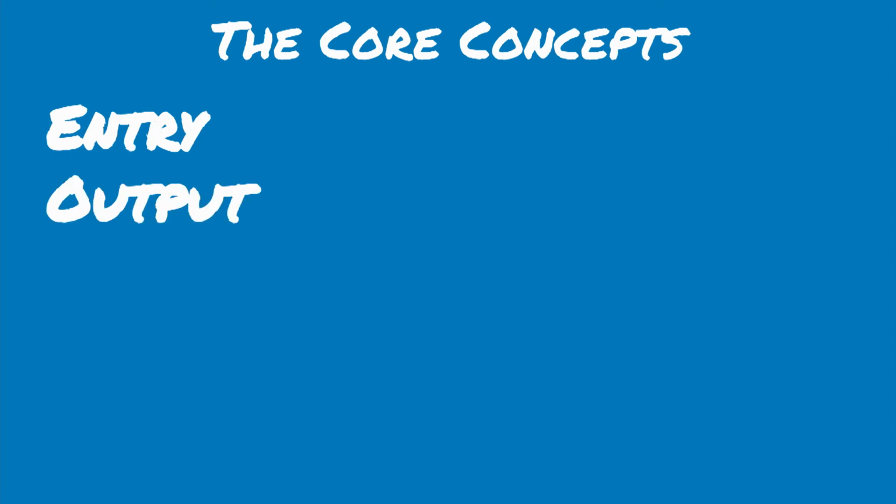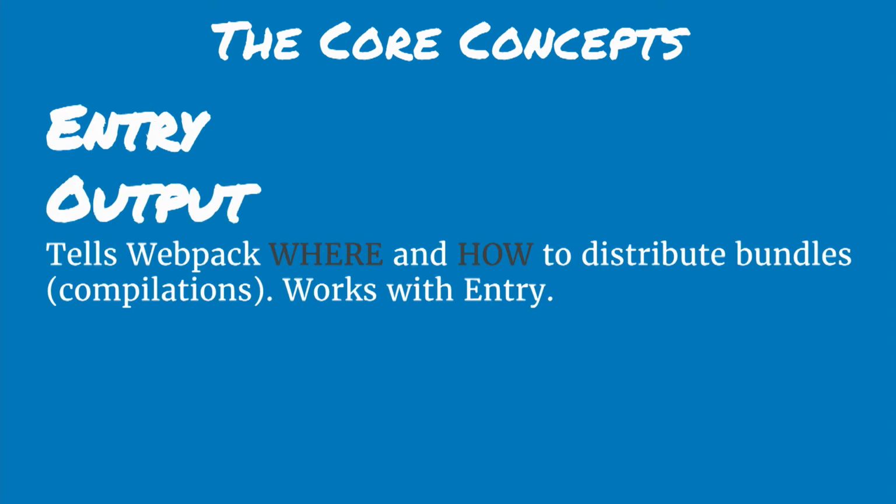So really simply, output tells Webpack where and how to distribute those bundles, and it works with the entry point. Now, mind you, there's more properties in output than just what you've seen there, but the point is to get you to conceptualize that output is specifically dealing with how your bundles are going to be created and what format they're in.